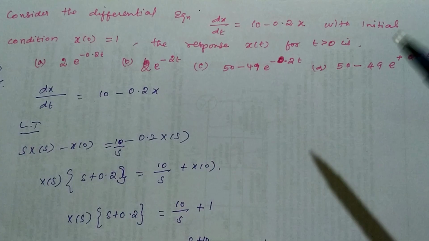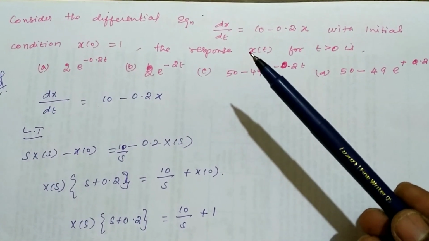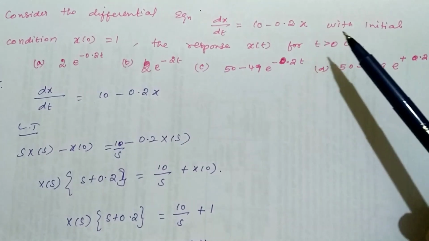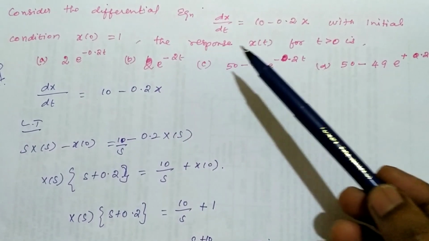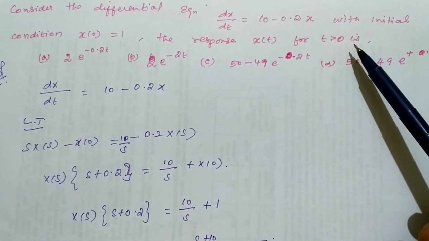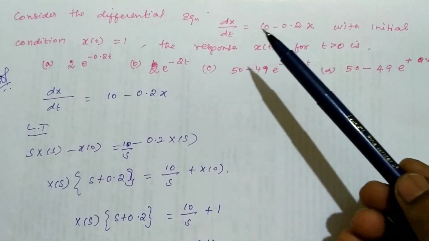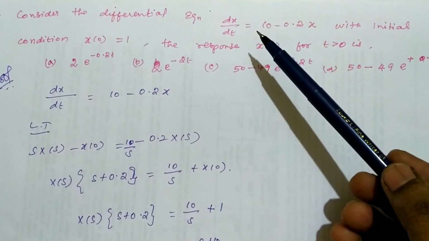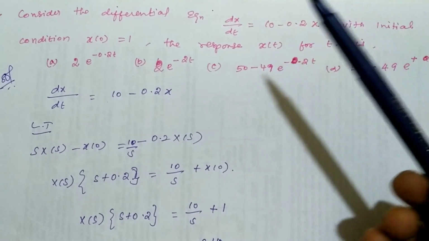So the first problem: consider the differential equation, this equation, with the initial condition x of 0 equal to 1. What is the response x of t for time greater than 0? Four choices were given. The differential equation is given, and indirectly they are asking for the solution of this differential equation.